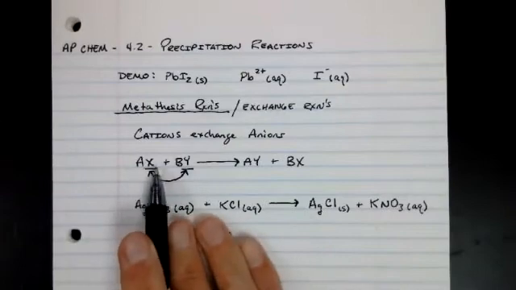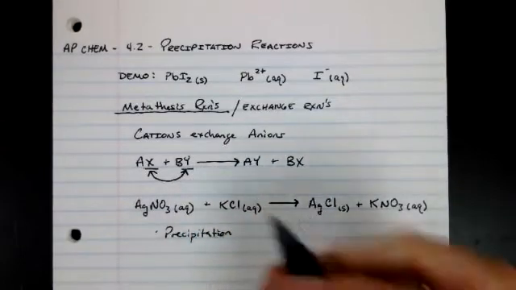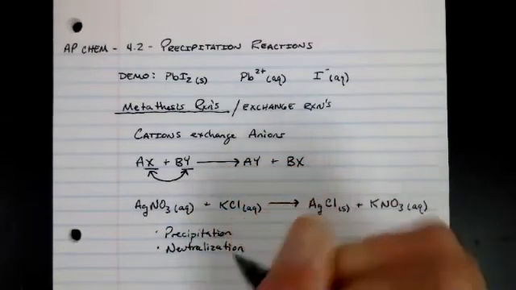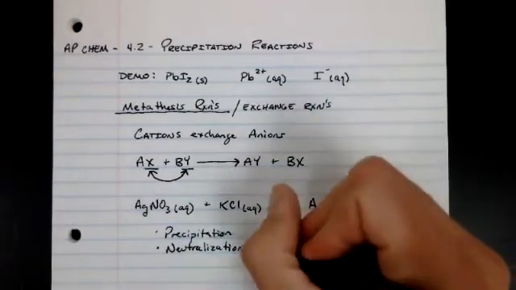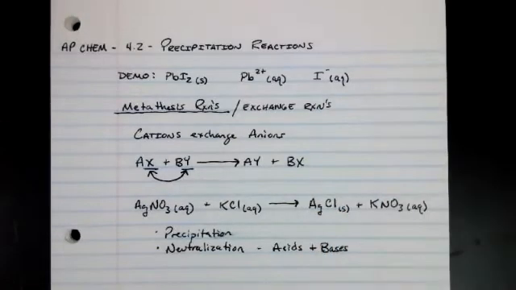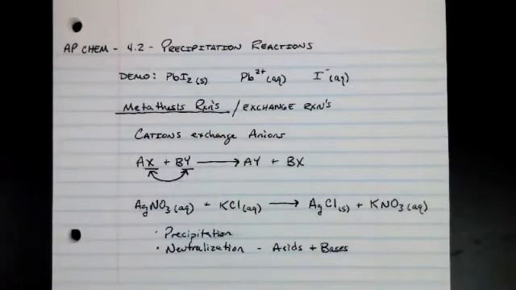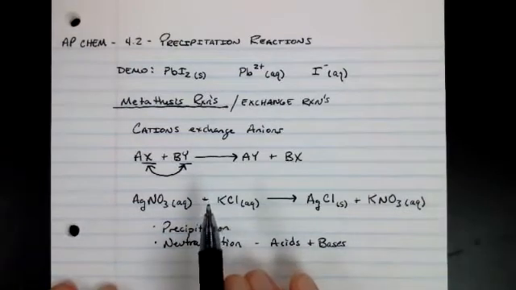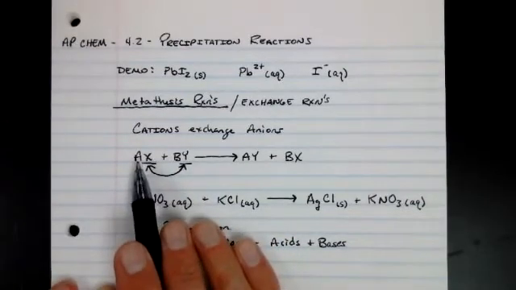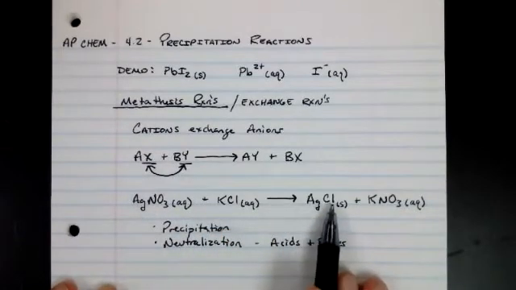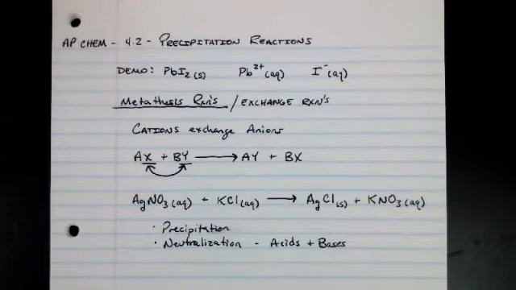reactions follow this pattern of AX plus BY gives us AY plus BX, as do many neutralization reactions that we'll start to look at that occur between acids and bases. We'll start to look at those not in section 4.2, but in section 4.3. So the big idea so far is we can, in solution, have a situation in which the cations exchange anion partners, and we can get a precipitate, a solid substance that won't dissolve, to form out of that reaction.